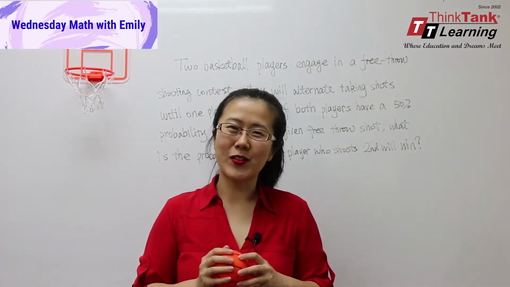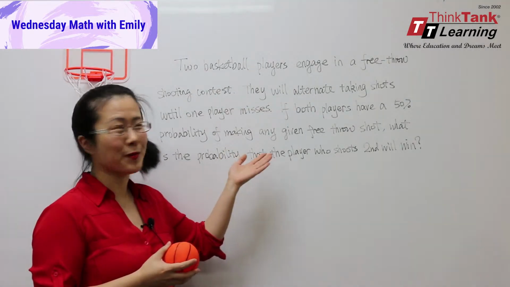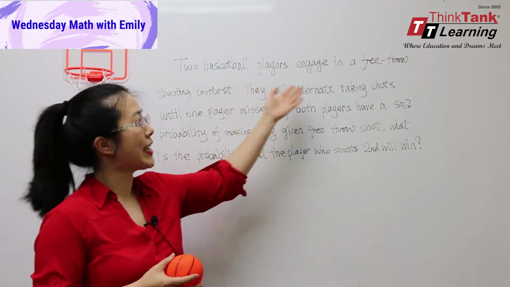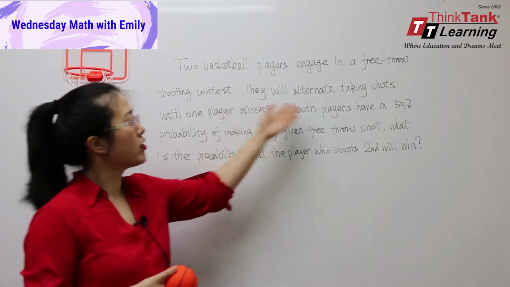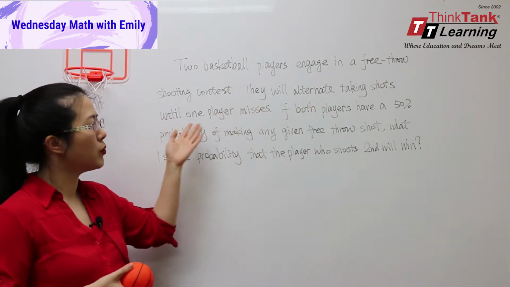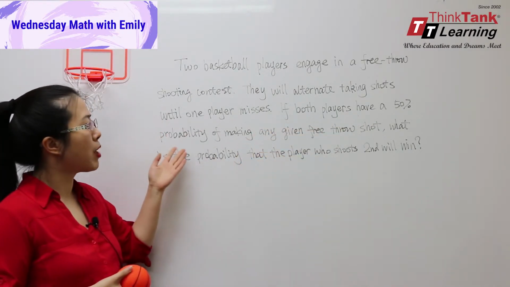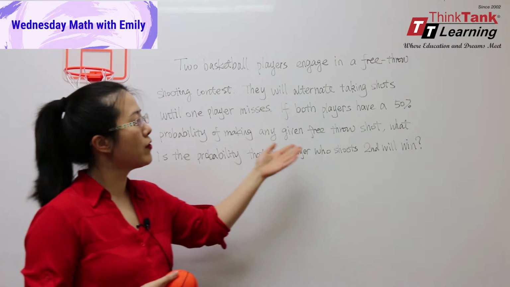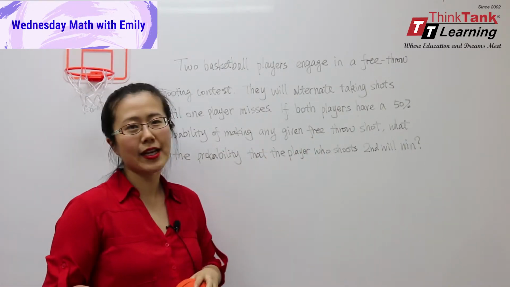Today we're going to talk about a fun math problem related to basketball. Here's the problem. Two basketball players engage in a free throw shooting contest. They will alternate taking shots until one player misses. If both players have a 50% probability of making a given free throw shot, what is the probability that the player who shoots second will win?